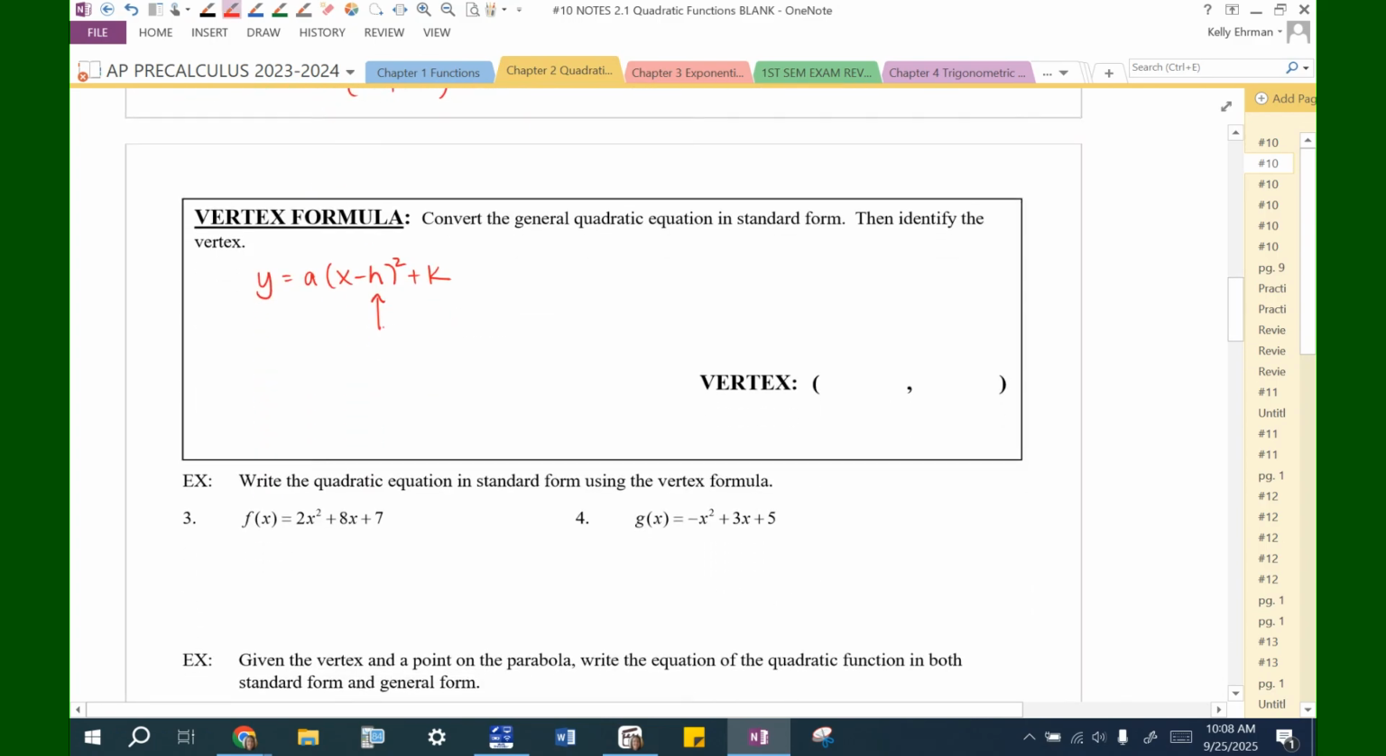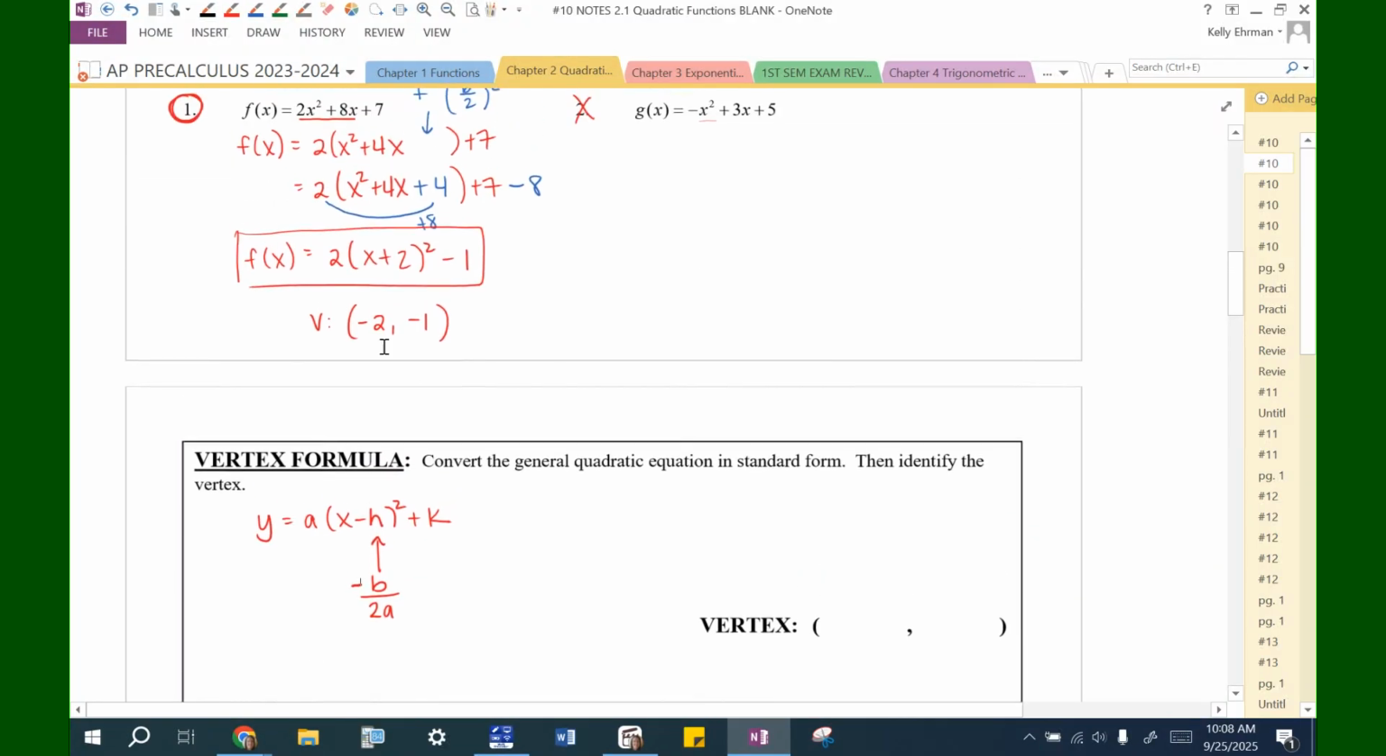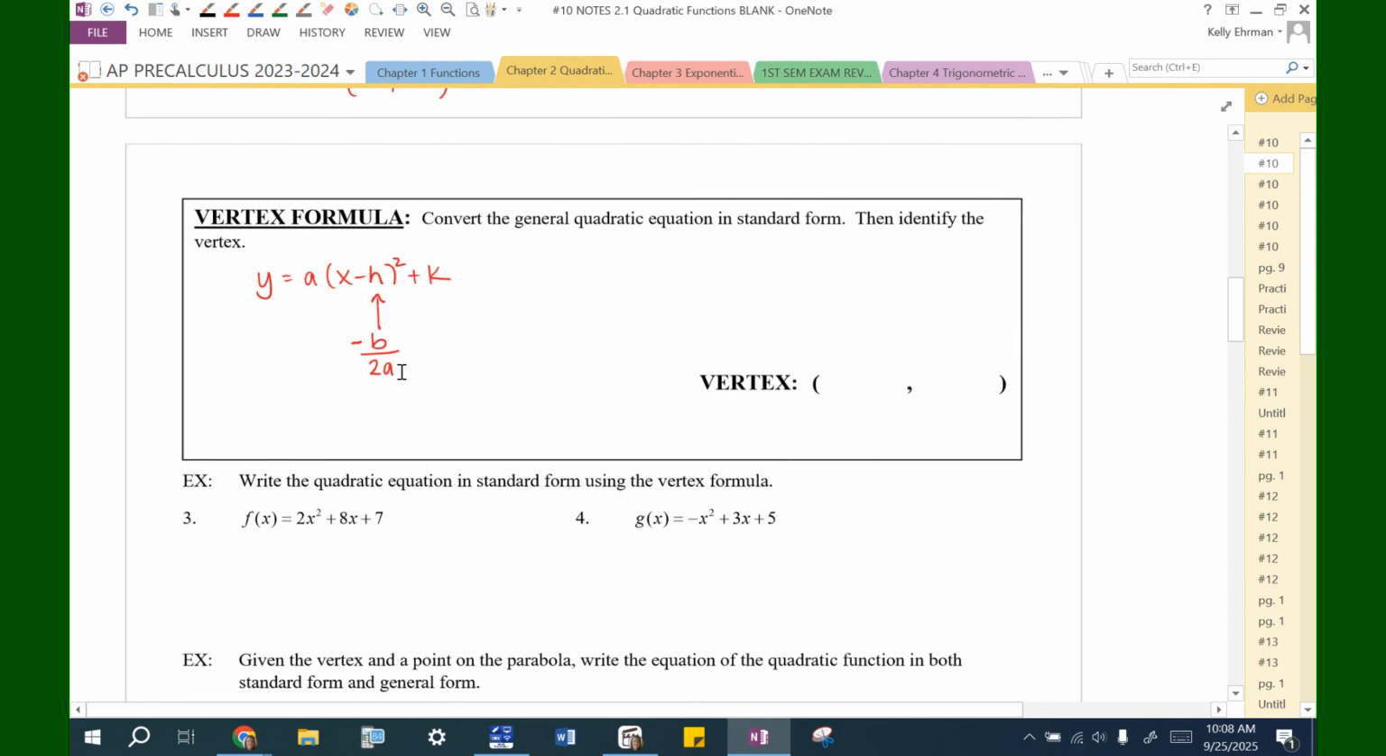So this will always be b divided by 2a, and then we put a negative in here because, remember, when this was x plus 2, my answer for h was negative 2. And if this were x minus 2, my answer for h would be positive 2. So h is going to be the opposite of b over 2a. So to find h in the vertex, you always calculate opposite of b over 2a.